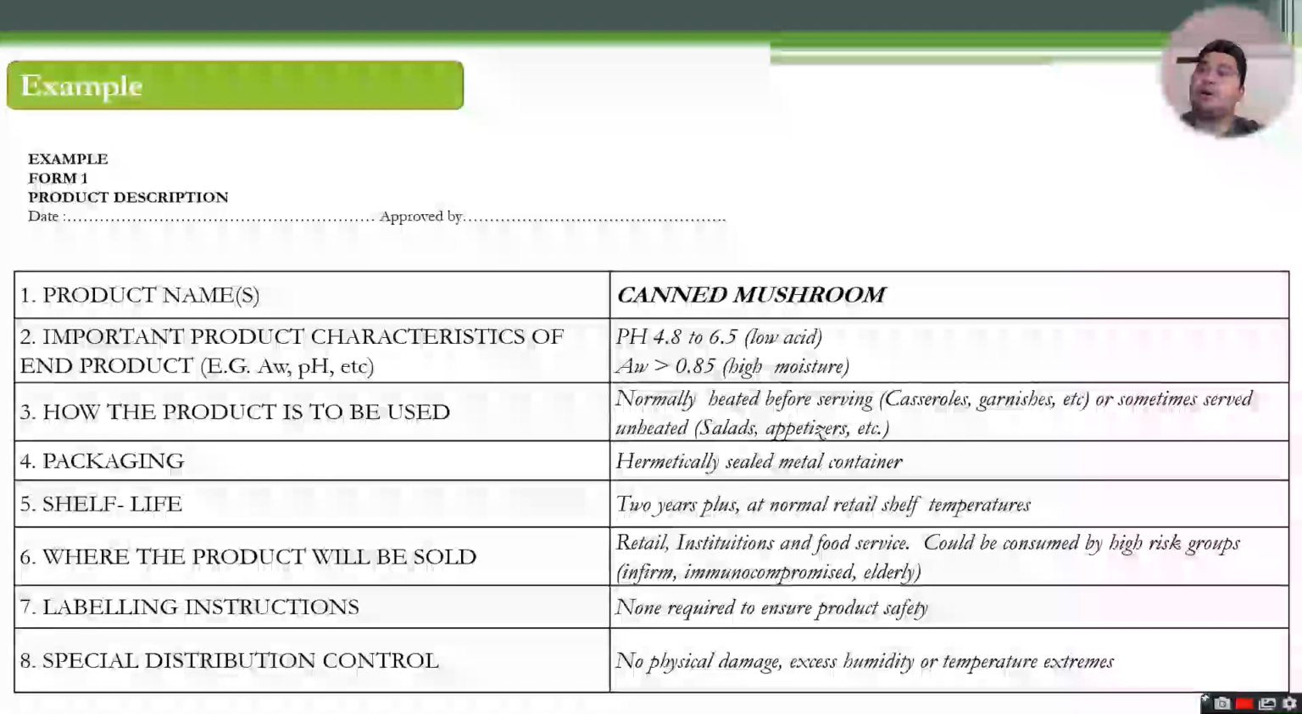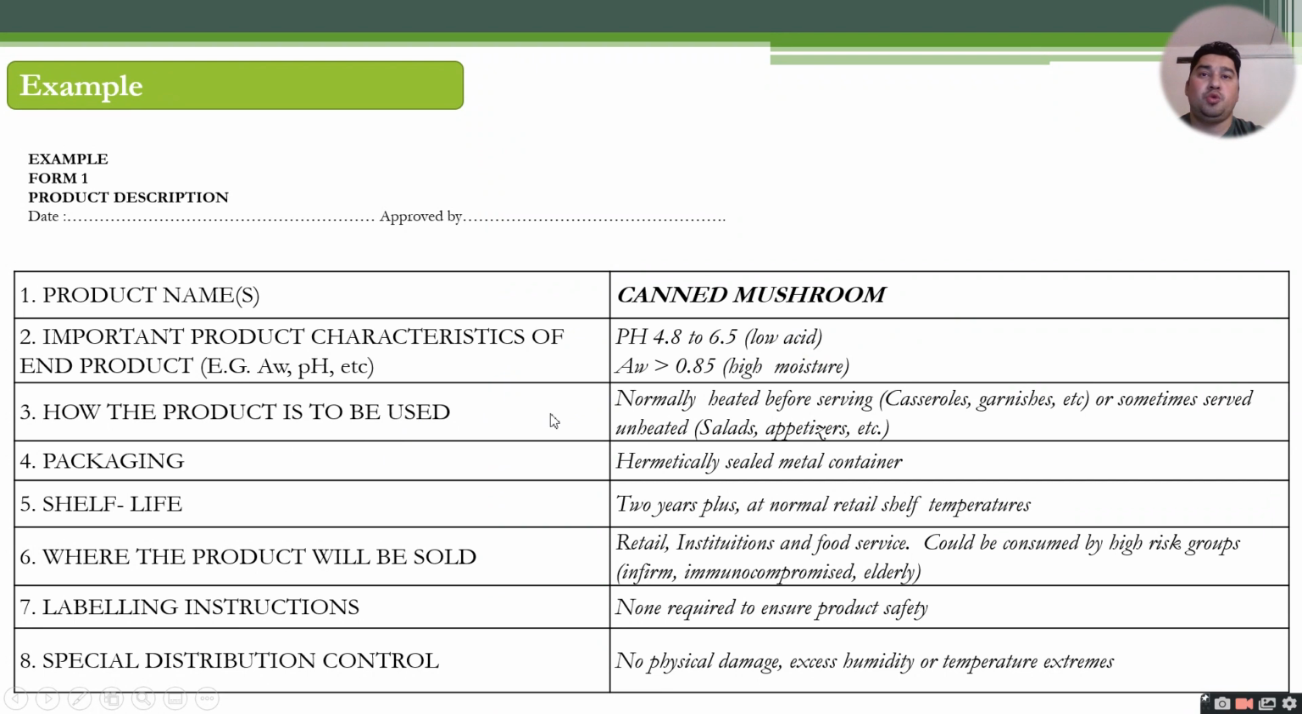There is one example which I'm going to give you. Form 1, product description, where you give the product description, then the date and who approved. Product name: we have canned mushroom. After that, important product characteristics of the end product. Example, water activity and pH.